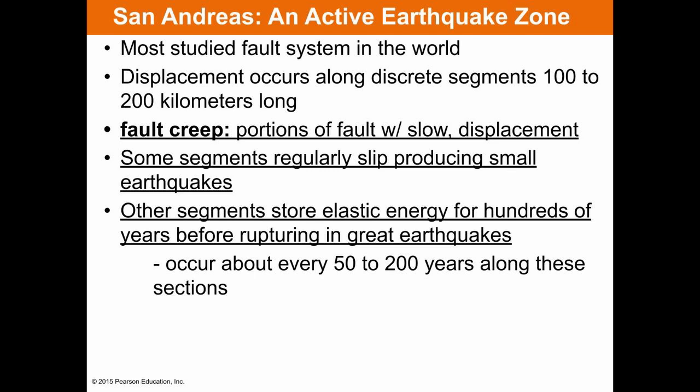Of all the faults that exist, the most studied, the most well-known, the one you've heard about, is the San Andreas Fault. This is a displacement that occurs along discrete segments of 100 to 200 kilometers long. It undergoes some fault creep, usually, which is a slow displacement of the faulting, and some segments regularly slip to produce small earthquakes. However, other segments store large amounts of elastic energy for hundreds and hundreds of years, rupturing into gigantic earthquakes. These earthquakes occur every 50 to 200 years.